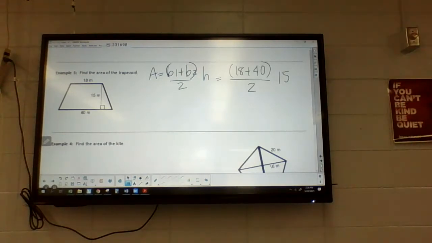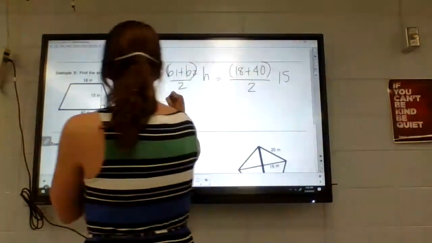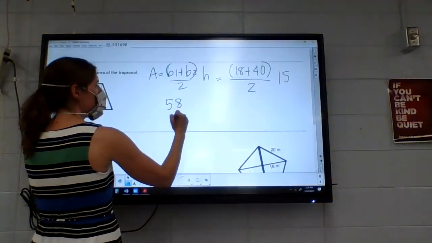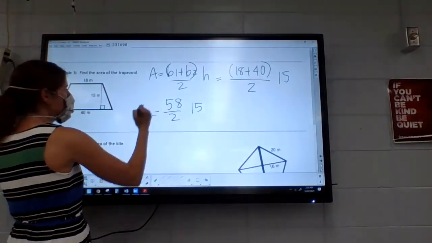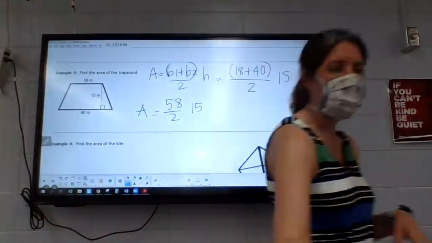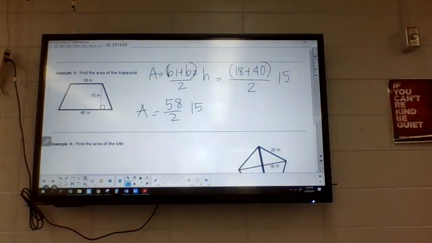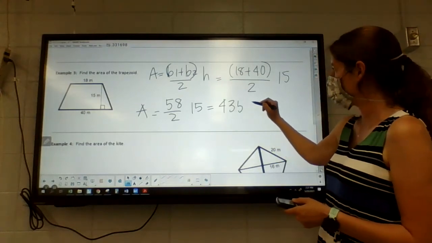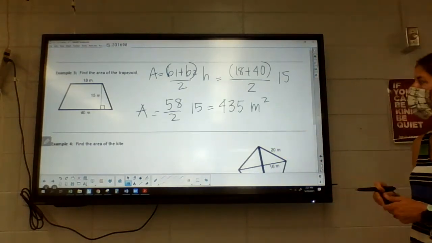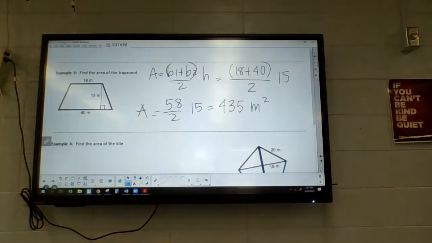So we have to add that first, so we get 58 divided by 2, and then multiply it by 15 to find our area. And it's meters, so it'd be meters squared. So 58 divided by 2 is 29 times 15. And then that's just meters squared. So they give us all the information in that case, it's very straightforward.